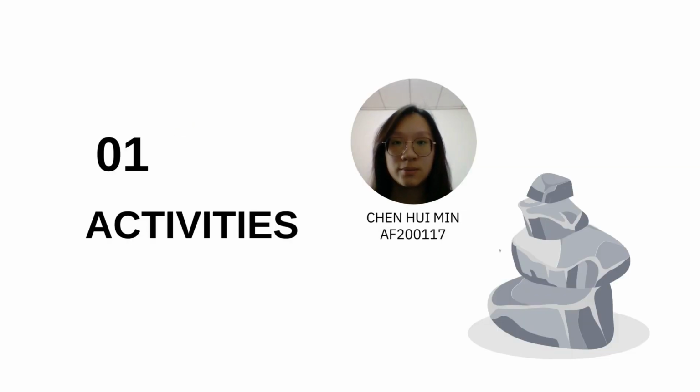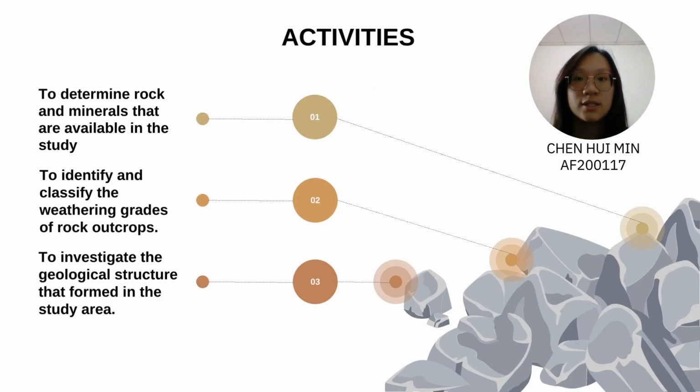Hello, this is Chen Hui Min. Now I'm going to explain the activities we've done in this project. The first activity is to determine rocks and minerals that are available in the study, the second activity is to identify and classify the weathering rates of rock outcrops, and the third activity is to investigate the geological structures that form in the study area.